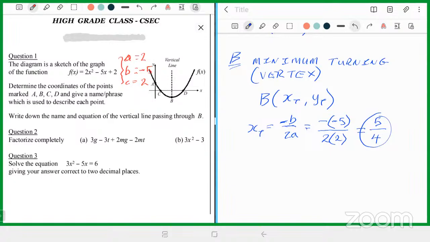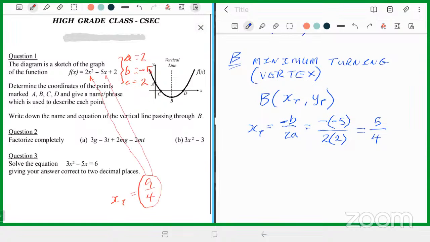Then we need the y value at the turning point. Now there's a formula that can be used to find the y value at the turning point. But another way to find the y value, let's say we have the xt value here equals 5 over 4, we can take this xt value and plug it in for the x in the function. And remember, the function is also a y value. So whatever value we get there is also our y value at the turning point.